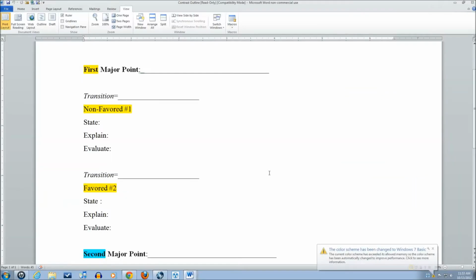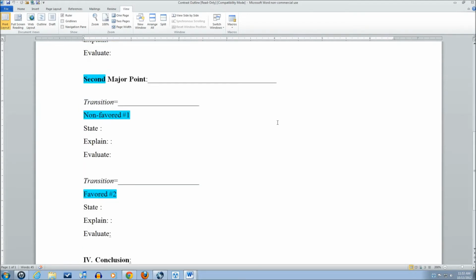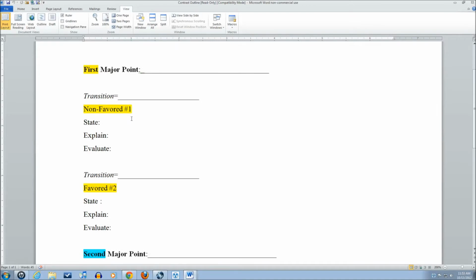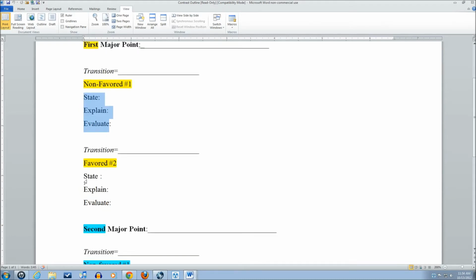To warm up, the contrast outline I changed a little bit. The first major point is in yellow, the second is in blue. Under the first major point, we need to cover the non-favored item first and the favored item second. But remember, you will devote equal time to both items. Also, the elaboration, state, explain, evaluate, should still be found in both halves of the paragraph.